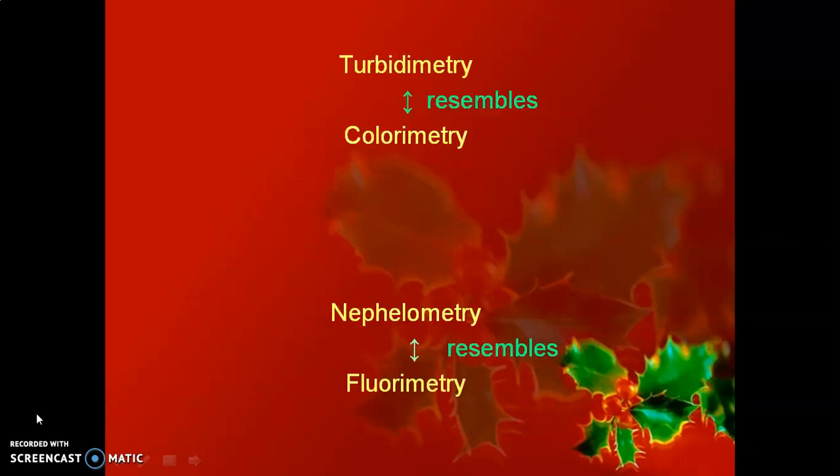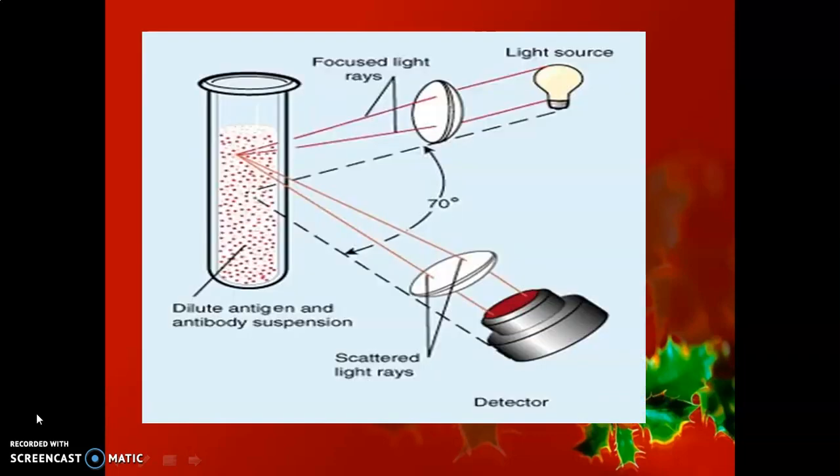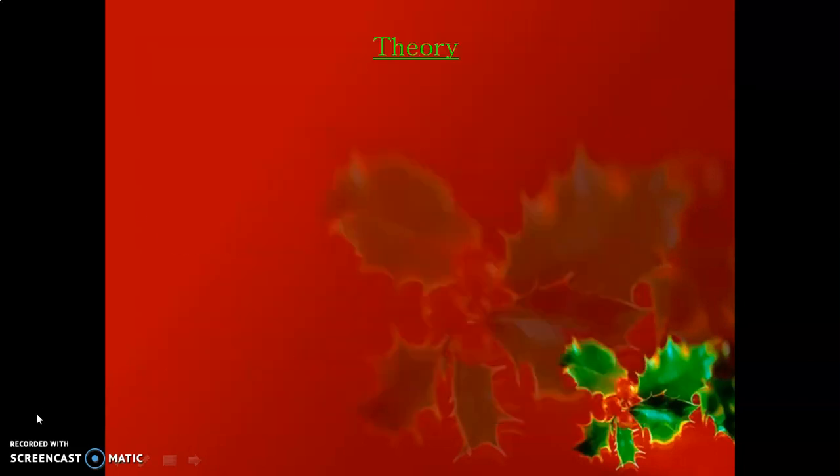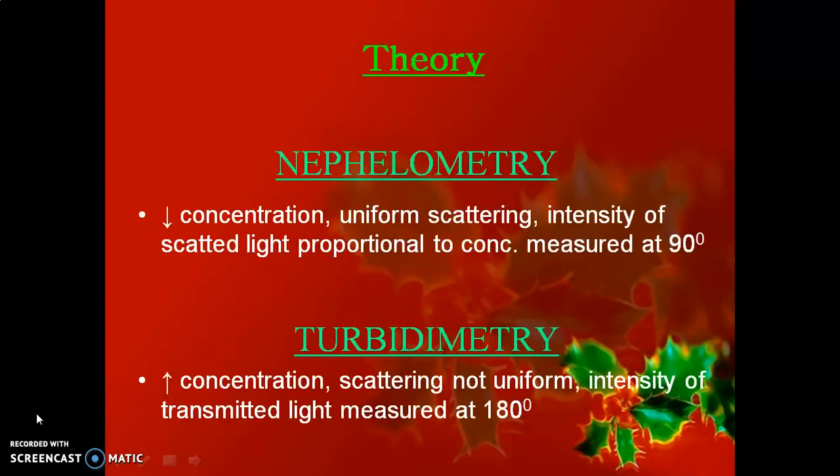The turbidimetry technique very much resembles colorimetry, and the nephelometry technique very much resembles the fluorimetry technique. This is the diagram in which, when we pass the light or radiant energy through the suspension, we observe scattering at a particular angle, as represented. Now we are going to see the theory.